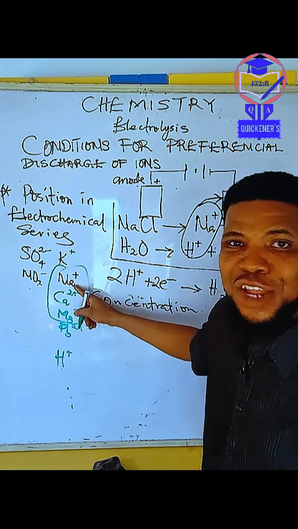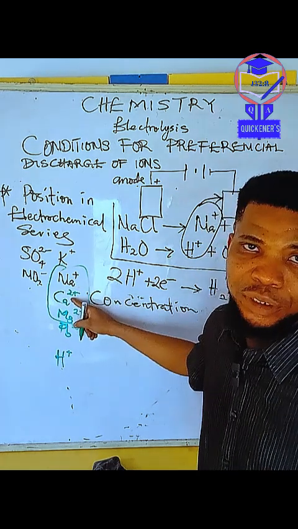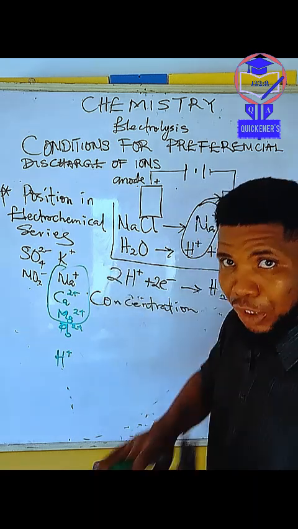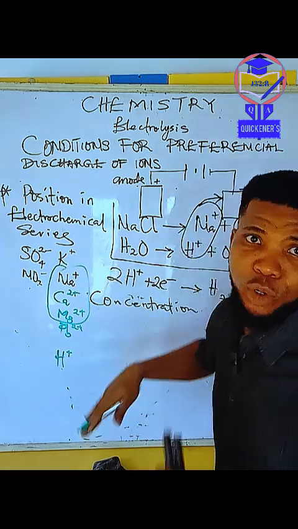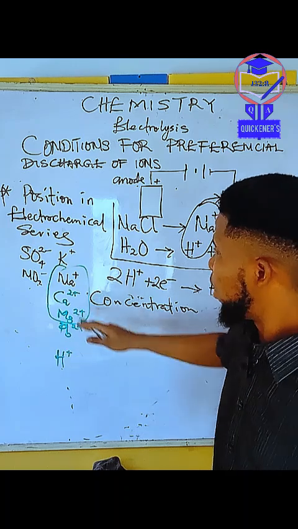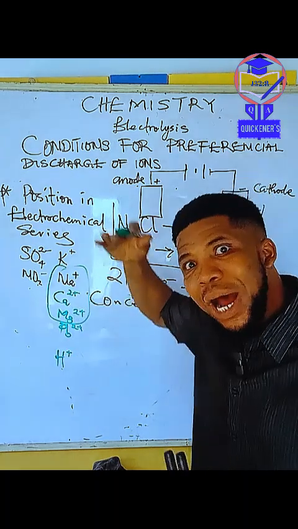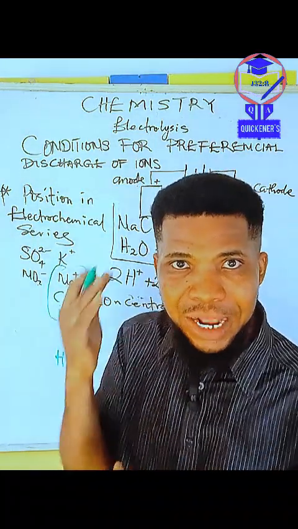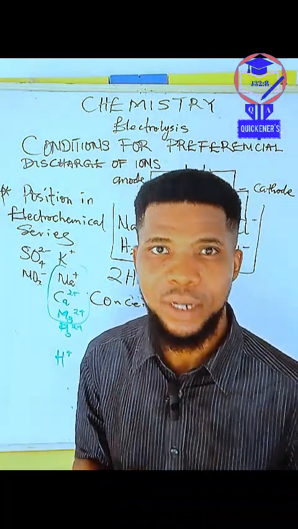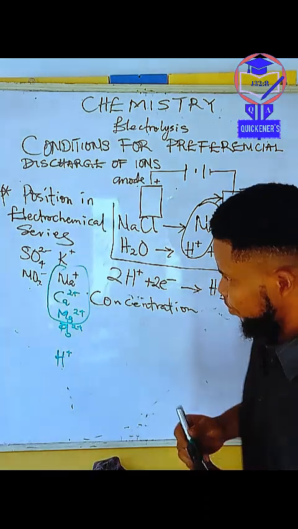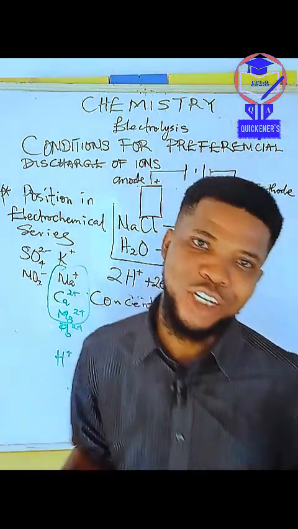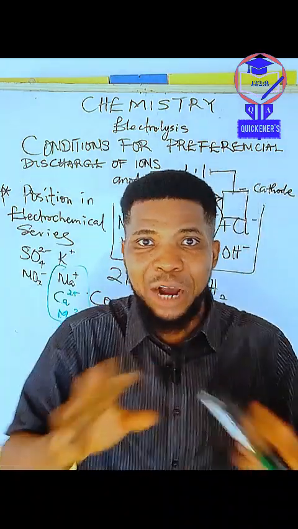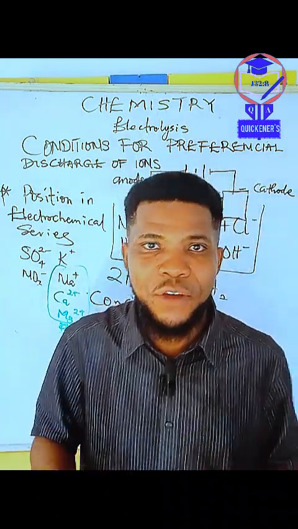If sodium is more concentrated than calcium, sodium will be discharged. Remember, normally the ones below are supposed to be discharged. But if they are close together, the one above can be discharged in that electrochemical series setup. I hope you understand, right? But if they are far apart, the concentration is not going to have any impact in determining the discharge of the ion. That is how concentration affects the preferential discharge.